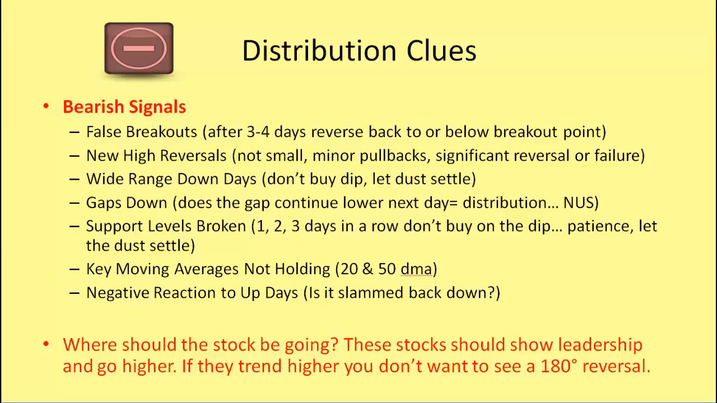Here are a few signs of bearish signals or clues of distribution. False breakouts, where a stock breaks out of a base, but after about 3 or 4 days, it reverses and falls back to the breakout point or below it. New highs that reverse almost immediately. I'm not talking about a small minor pullback. We're talking about a significant reversal or failure.